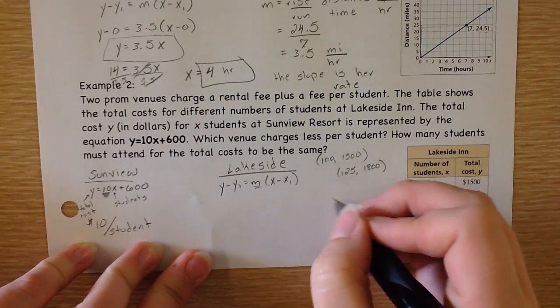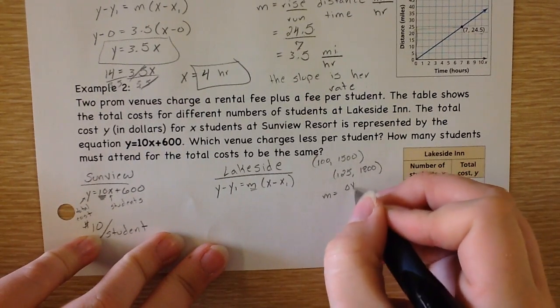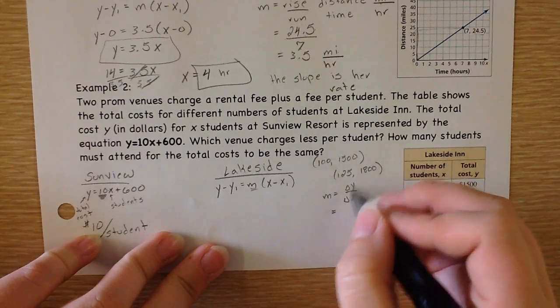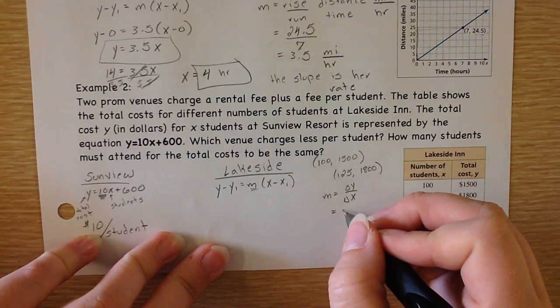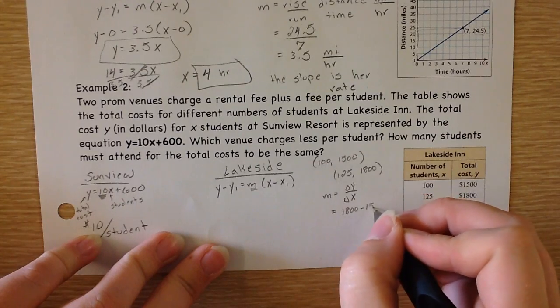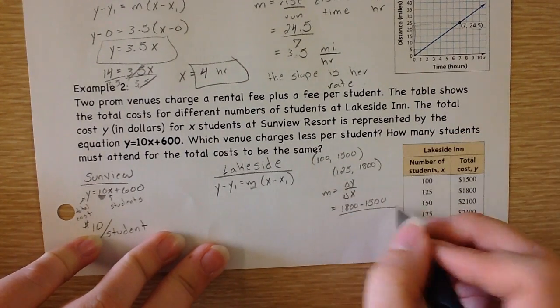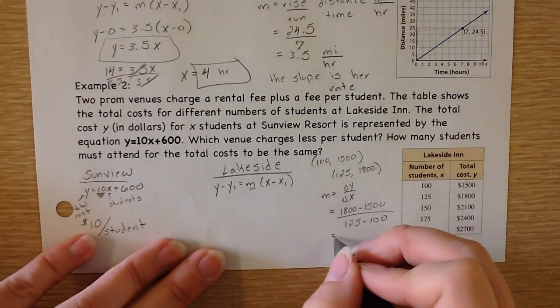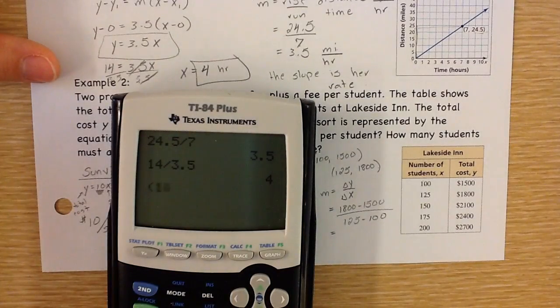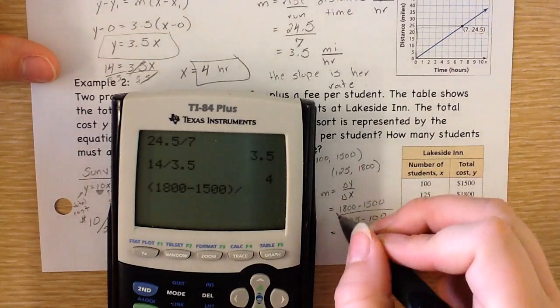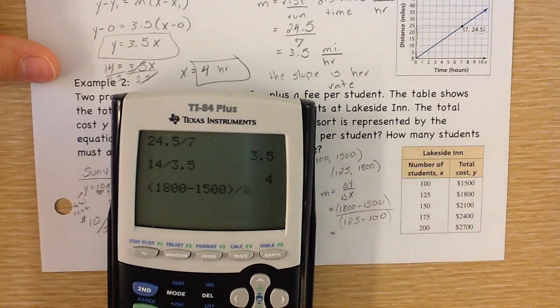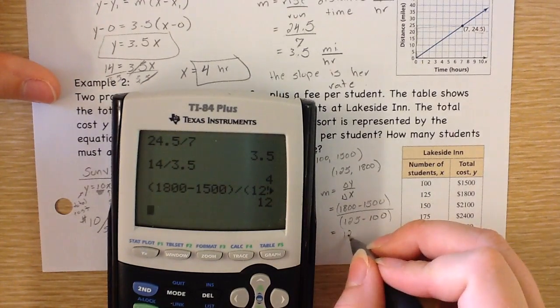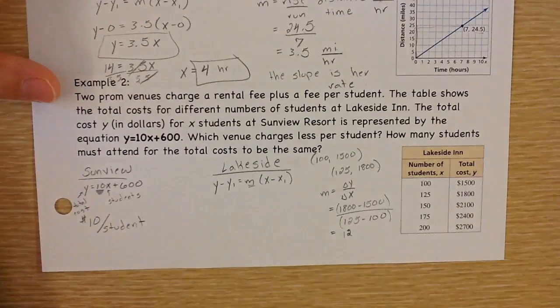Okay, first things first, let's find the slope. Again, the slope is the change in y over the change in x. So let's see the change in y. How much is it changing? Well, 1800 minus 1500. I'm going this one minus that one. Now the change in x, 125 minus 100. There's my change in y. So let's do 1800 minus 1500. I'm going to do it all in one step. So I put that in parentheses, divided by that in parentheses, 125 minus 100. Looks like 12.